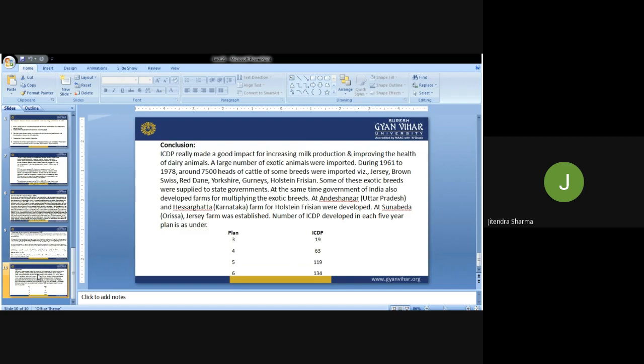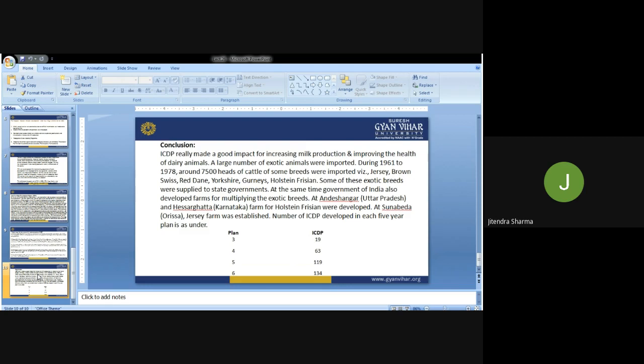A large number of exotic cattle were imported during 1961 to 78. Around 7,500 heads of cattle of breeds like Jersey, Brown Swiss, Red Dane, Yorkshire, Guernsey and Holstein Friesian were imported. Some of these exotic breeds were supplied to the state governments. At the same time, the Government of India also developed farms for multiplying the exotic breeds at Andeshar, Uttar Pradesh, and Hesaraghatta, Karnataka, where farms for Holstein were developed. At Sunabeda, Odisha, a Jersey farm was established.